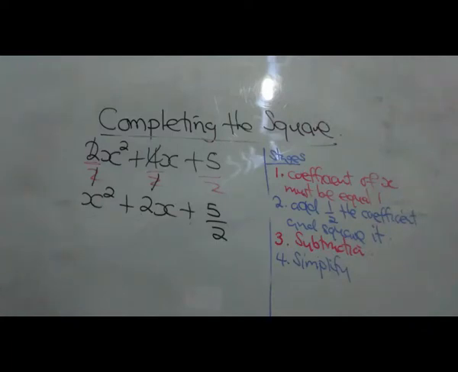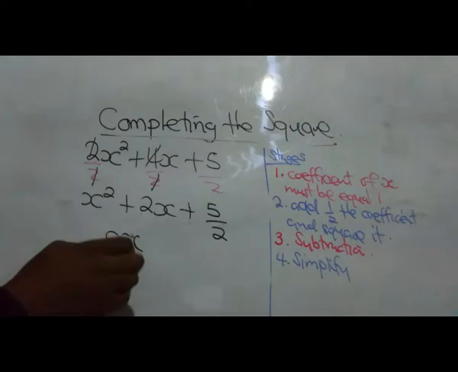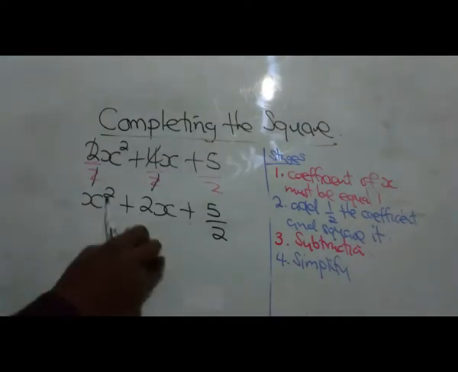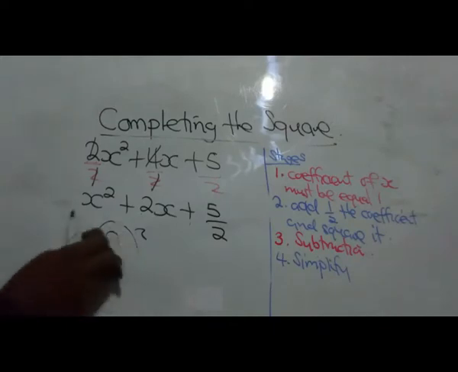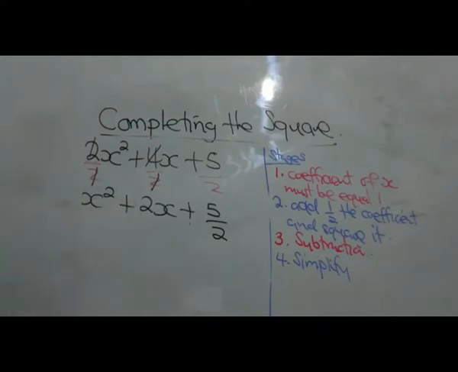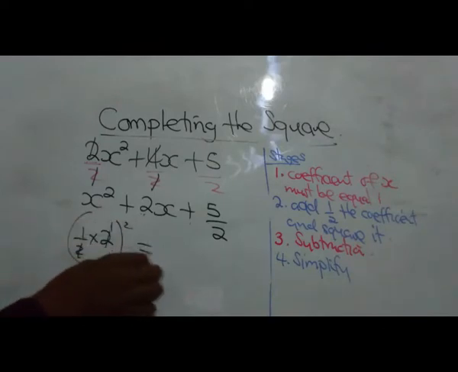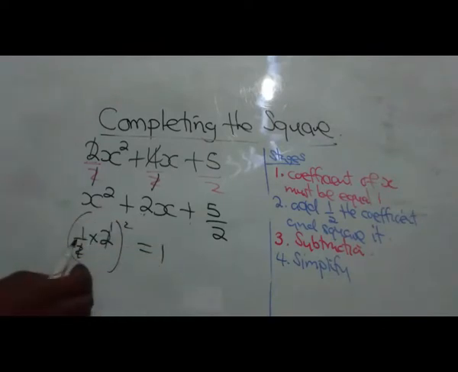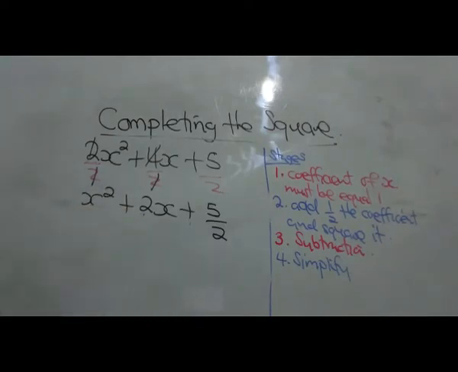Then you square it. Suppose the coefficient of x is a. Then you say half of a, then you square it. In this case we have a number which is 2, the coefficient of x. We say 2 multiplied by half, we get 1. Then we square that number, we get 1. That's what stage number 2 emphasizes. Right, so let's move on and continue.